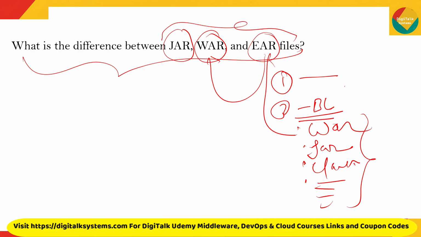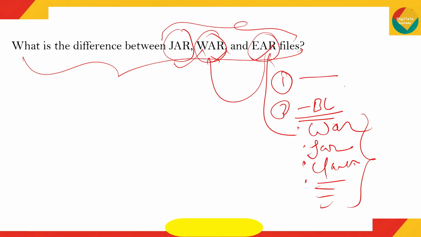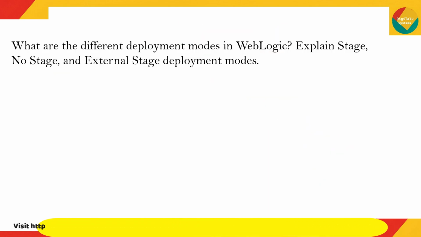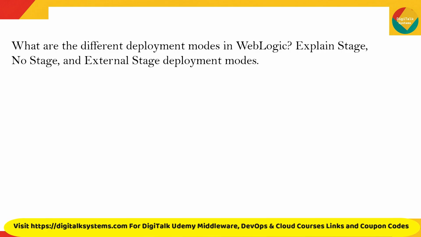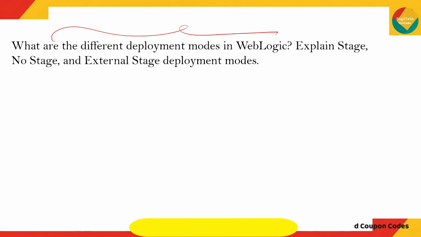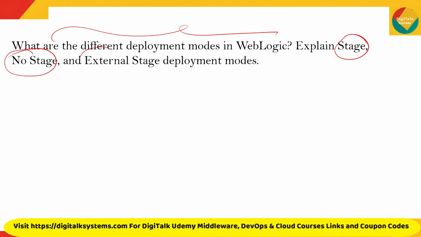What kind of different files do we deploy? What is the difference between JAR file and EAR file, WAR file and EAR file? Okay. What are the different deployment modes in WebLogic? Explain stage, no stage, and external stage deployment. The question is the same. The first part is that it is expecting you to tell the different types of staging mode in the deployment. So we have three modes: stage, no stage, external stage.